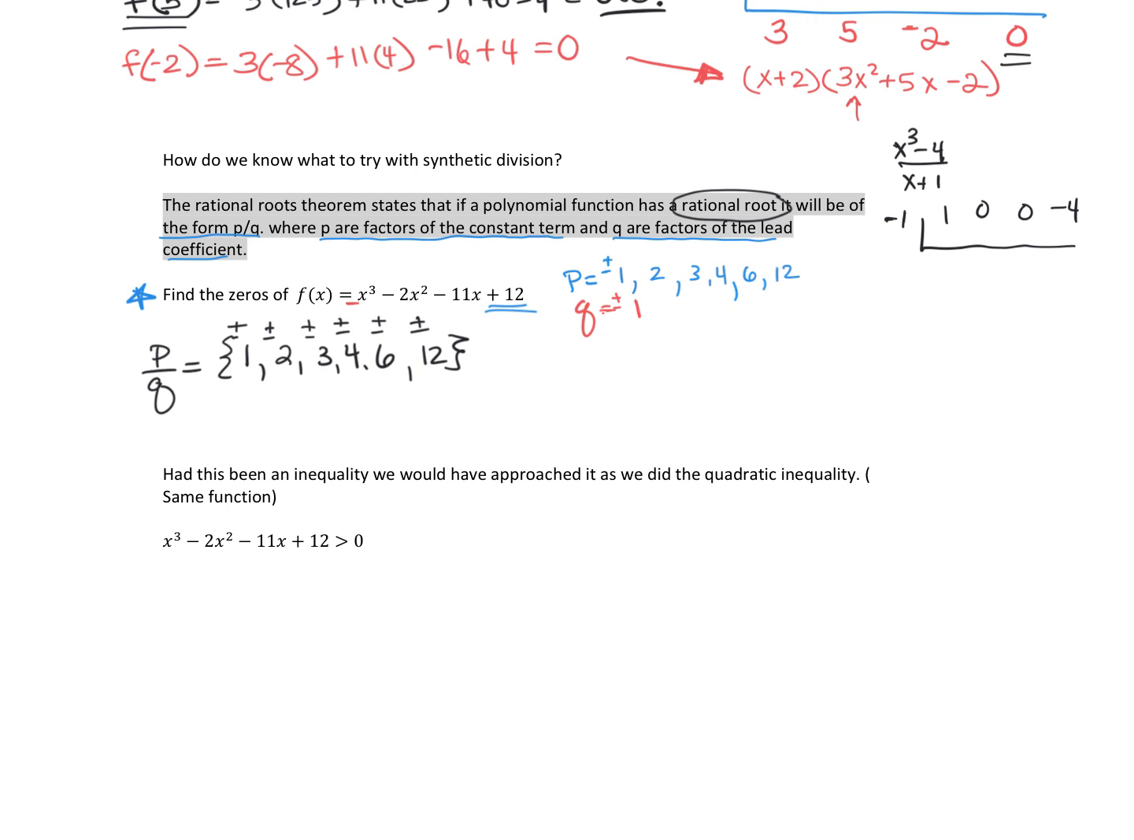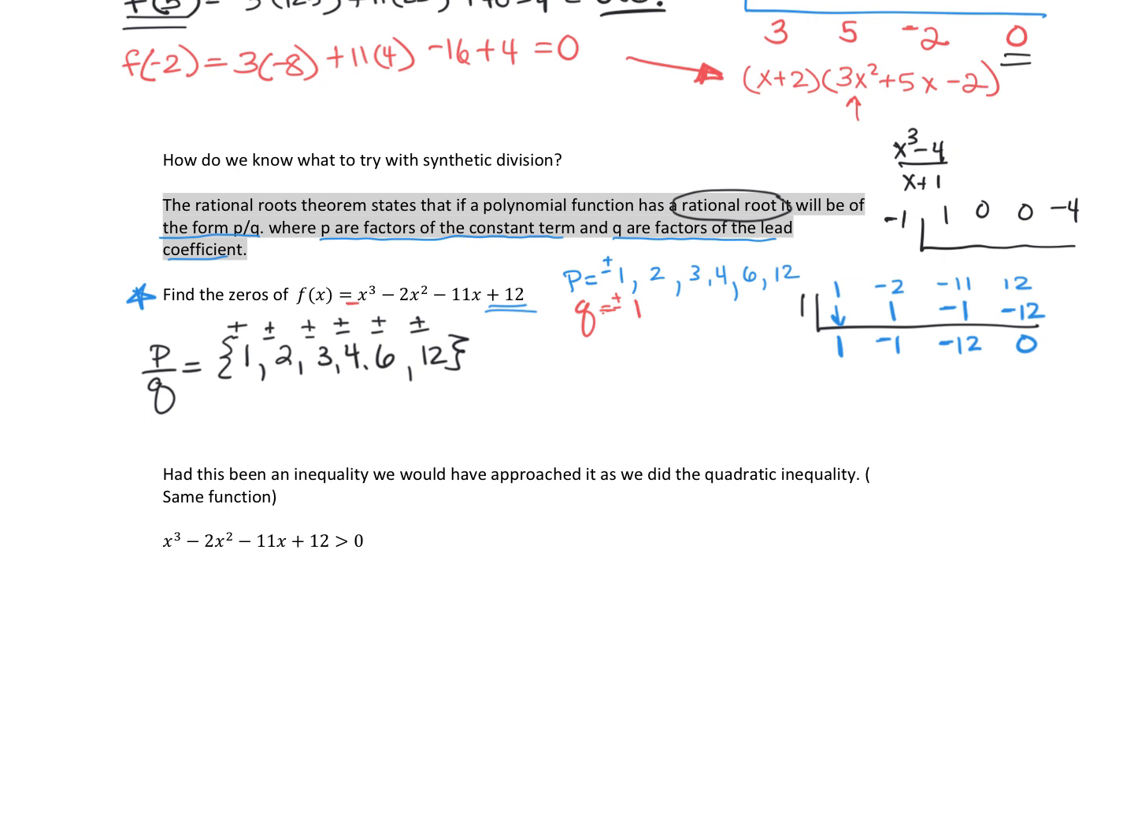So in this particular case, let's take a look. I'm going to just go ahead and start with 1 because I always start with 1. I'm going to put my coefficients in here, 1, -2, -11, and 12. And I'll bring my 1 down. 1 times 1 is 1. Adding, we get -1, -1, -12, -12, and then 0. So that's what I was looking for. I got very lucky on my first try.